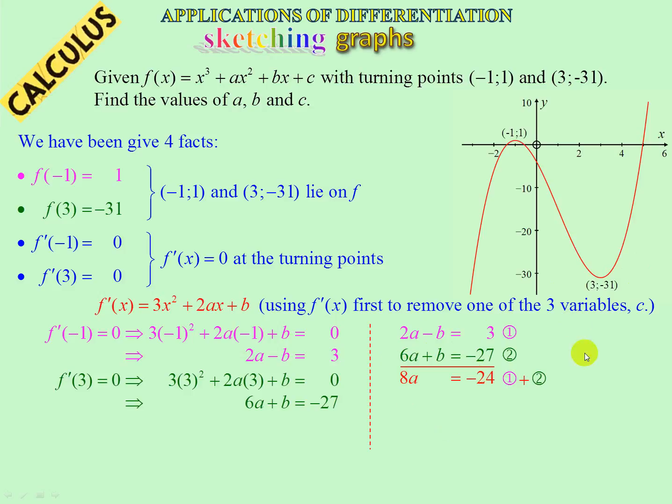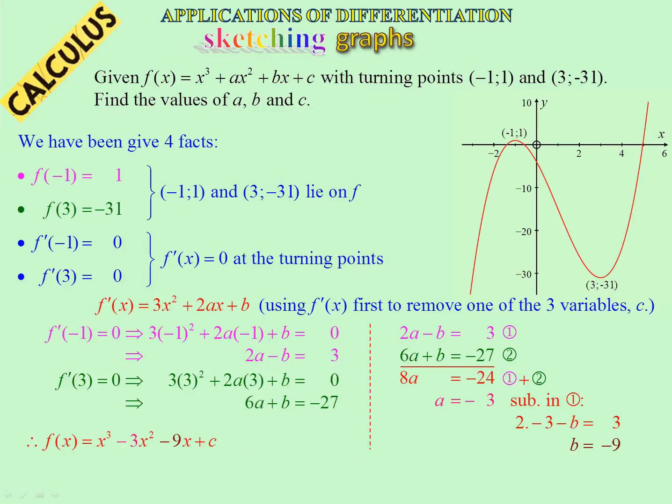You'll get 8a equals minus 24. Means a is minus 3. Now I can just substitute back into there or there. We'll go to 1. And we get b equal to -9.